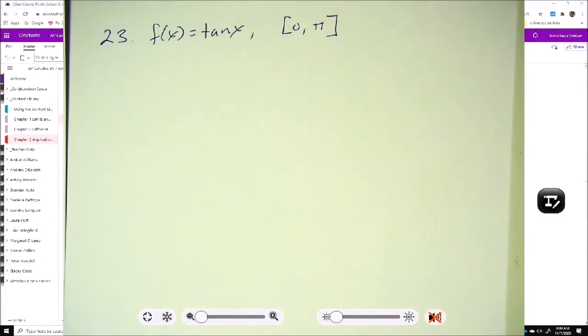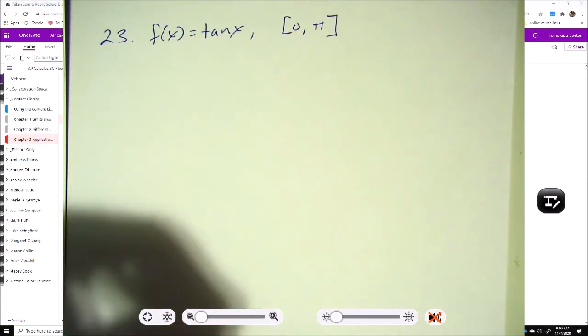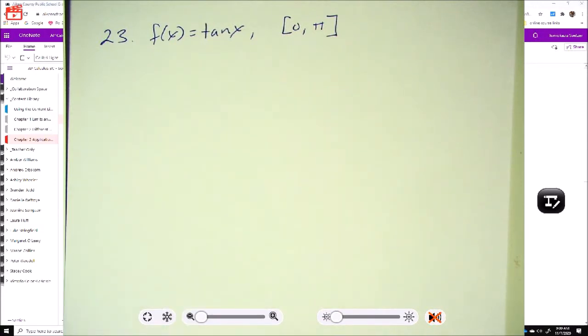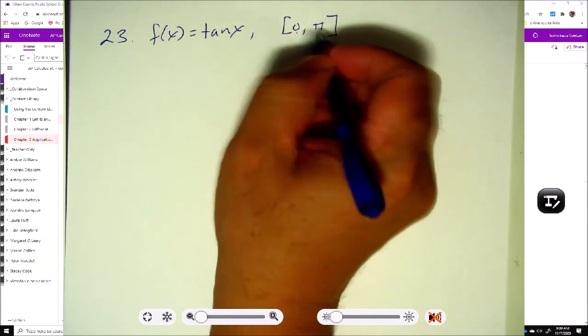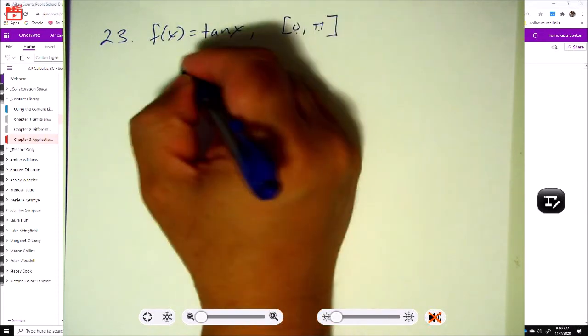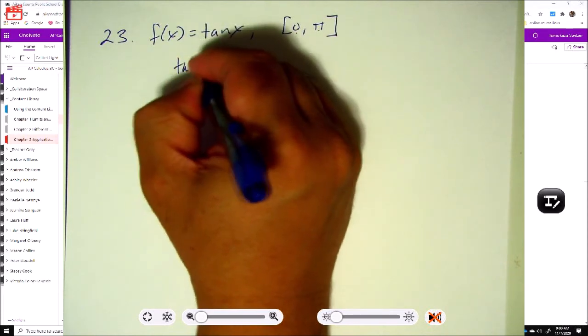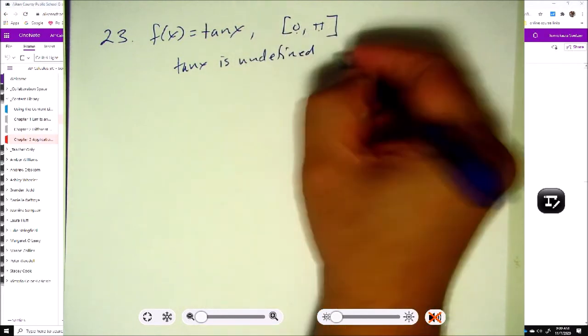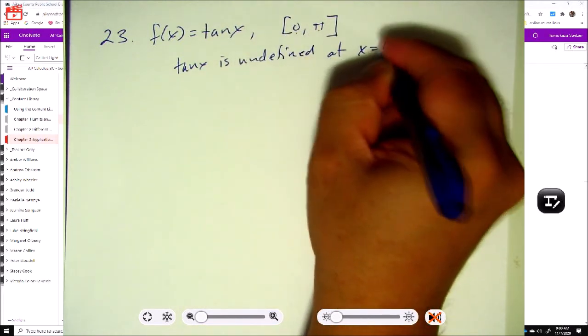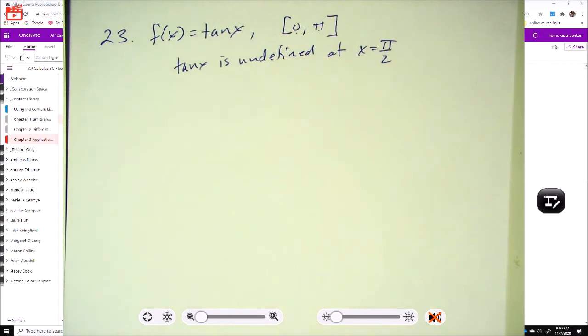Here's problem 23. Again, you're applying Rolle's theorem. If Rolle's theorem applies, find the value of c. So, first of all, on the interval 0 to pi, tan x is undefined at x equals pi halves. So Rolle's theorem does not apply because it's not continuous. So that's it. Okay.